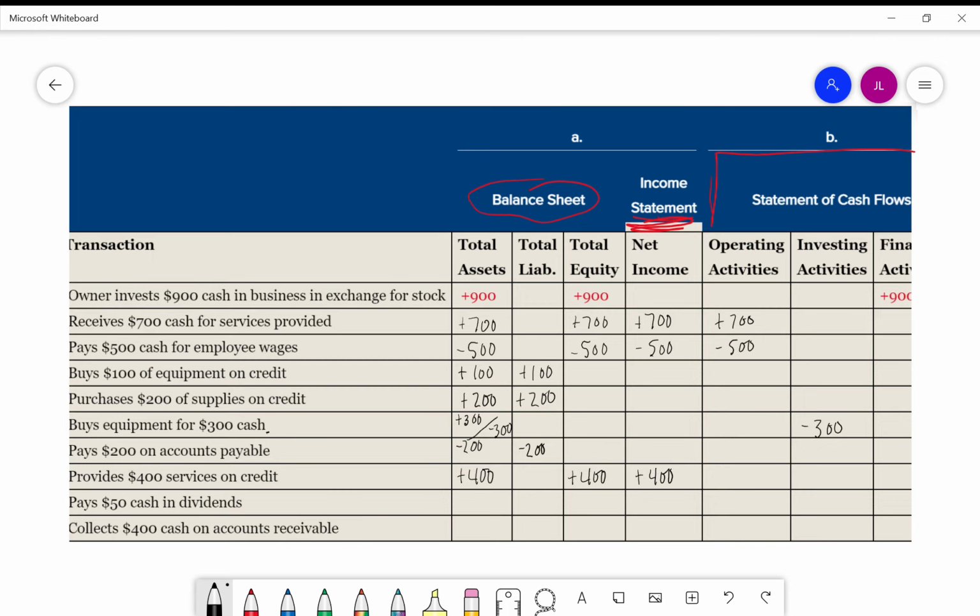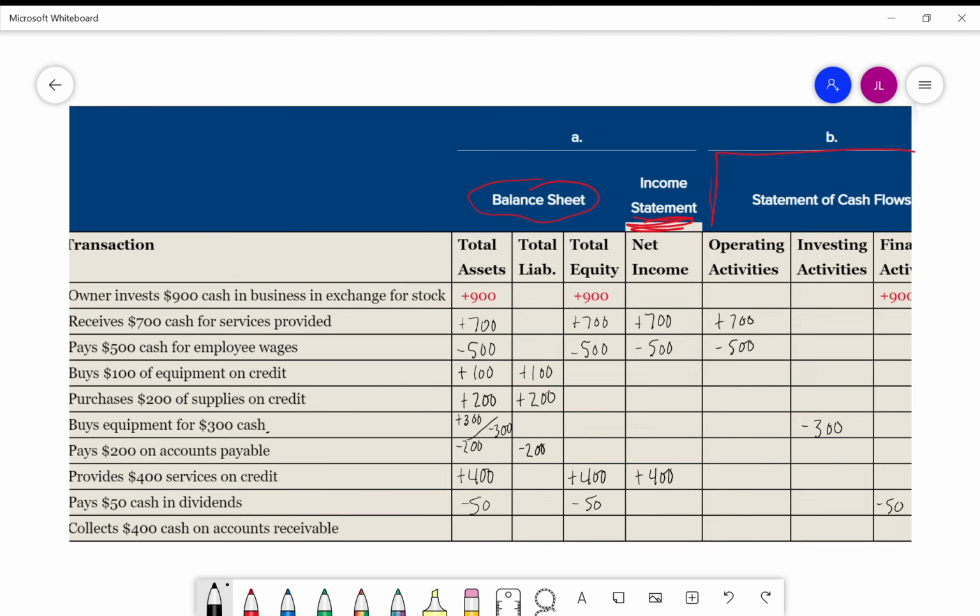Now, paying $50 cash in dividends, well, we should know whenever we pay cash, we're decreasing our cash, which is an asset. So we have minus 50 here. Also, when cash goes out, it's always part of equity, so we have minus 50 here. And as well, we're paying in dividends, and we need to catch this. This is part of financing. So we get a minus 50 because cash went out for financing purposes.